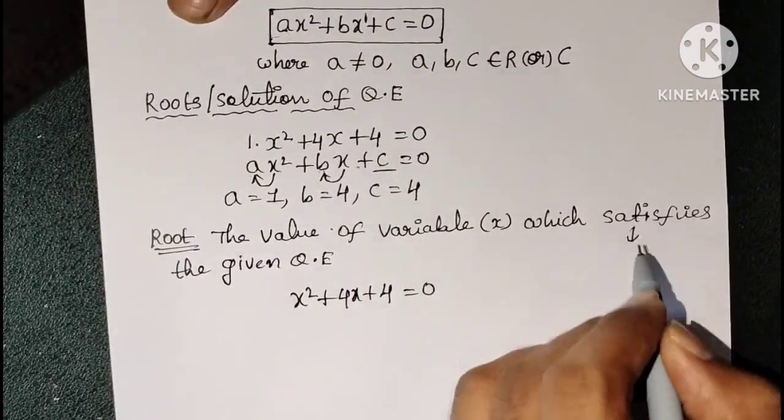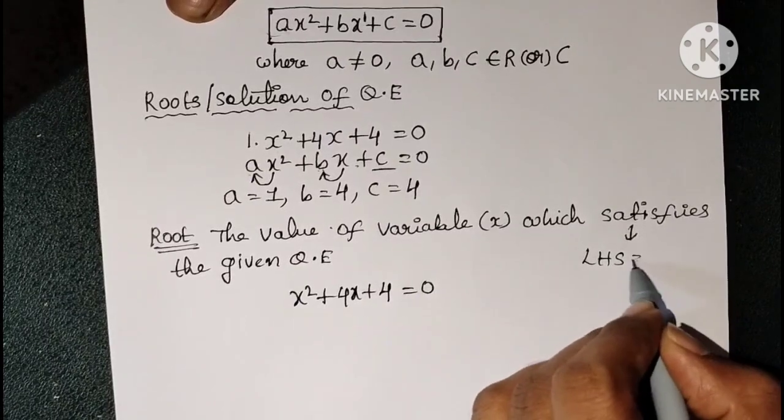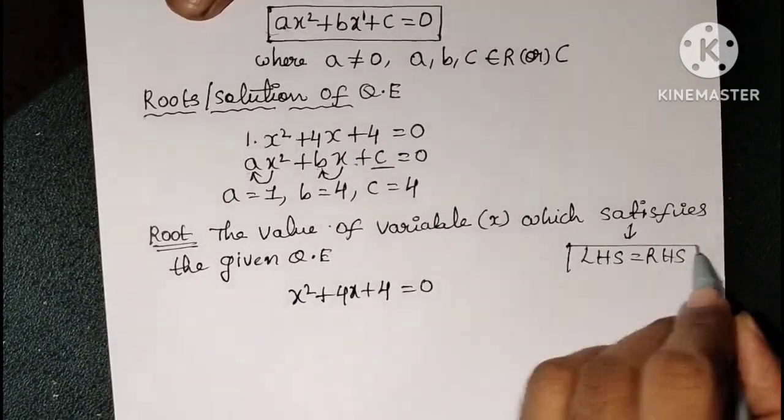Here satisfies means LHS is equal to RHS. LHS must be equal to RHS.